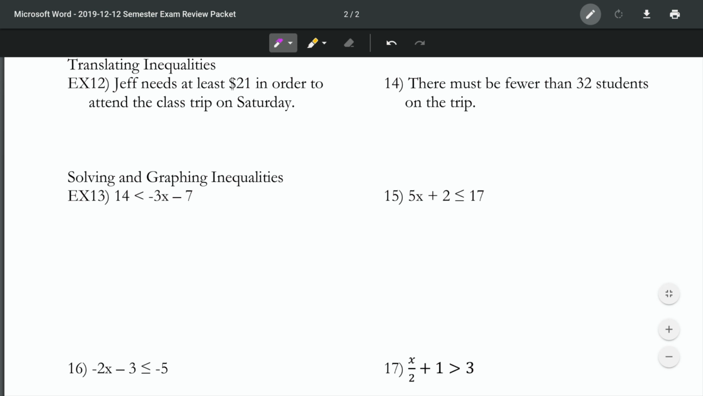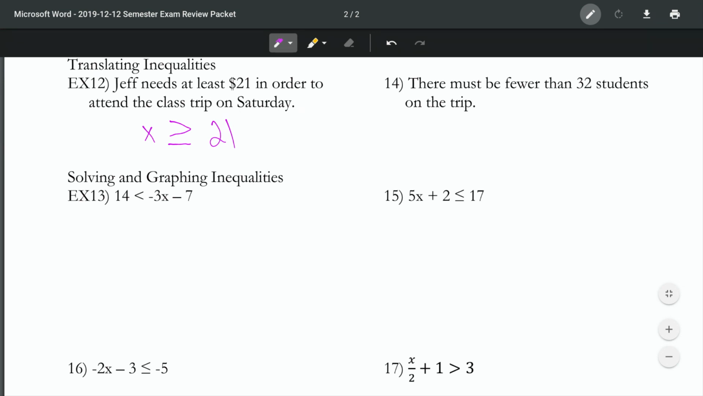Okay, so we're going to do inequalities today, translating and solving/graphing. So Jeff needs at least $21 to attend his class trip. So at least means 21 would work, so we can do an equals to. And then at least he's going to need more than, so we're going to go greater than or equal to. So x is greater than or equal to 21.